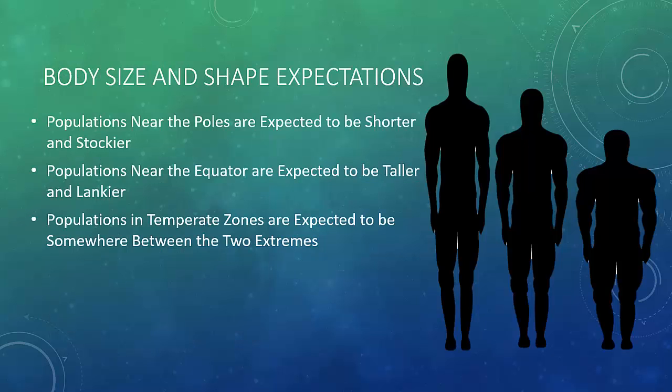So the expectations for human populations then is that populations living near the poles are expected to be shorter and stockier, having that reduced surface area to volume ratio. Populations living near the equator are expected to be taller and lankier with an increased surface to volume ratio. And populations living in temperate zones are expected to be somewhere between the two extremes.